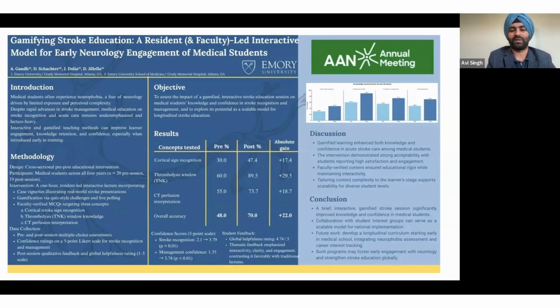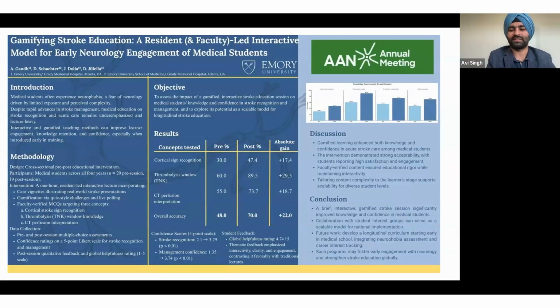The third concept that was tested, which seems relatively advanced for medical students, was CT perfusion interpretation. In this case, the need for CT perfusion imaging in certain situations was explained. The concept of salvageable tissue was explained, along with how a CT perfusion scan helps detect it and how that makes a difference in a person becoming a candidate for mechanical thrombectomy.